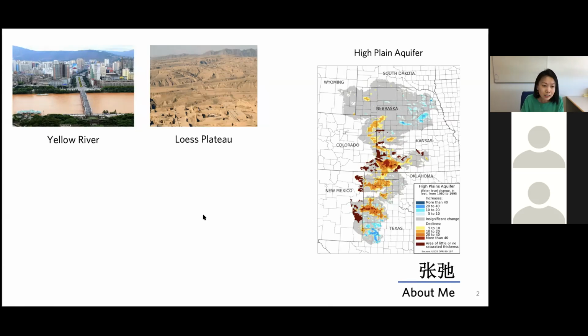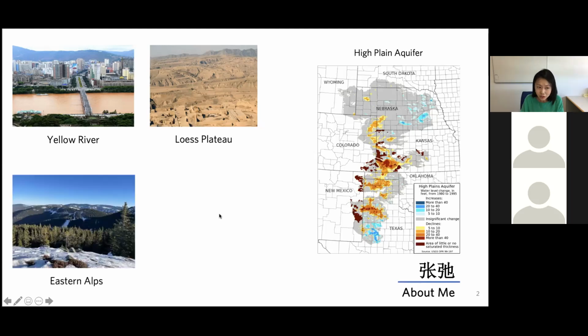And earlier this year, my research interest, also my family, took me to the beautiful Eastern Alps. So currently I'm in Vienna. And for the past few years, my research has always centered around the topics between rock and water interactions, and how to use geophysical tools to look at such interactions and especially apply them in different environments.